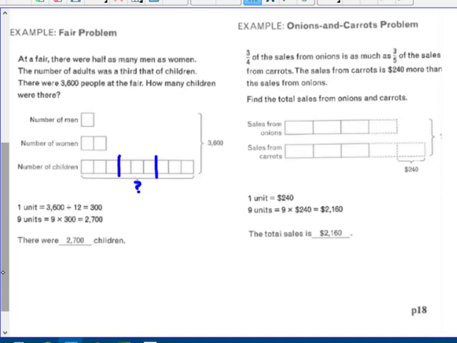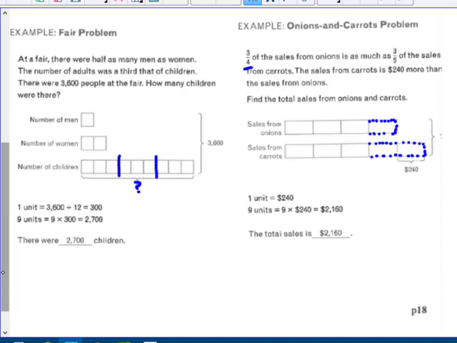The next example, onions and carrots. 3/4 of the sales from onions is as much as, so 4, we're going to draw a bar and divide it into 4 sections and have 3 of them. This part is not here, dotted, because we're only representing 3/4. Is the same as 3/5. So now you're going to draw a bar, cut it into fifths, and 2 of them, as you can see here, are not part of it.